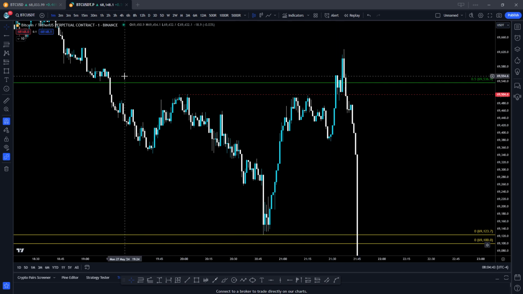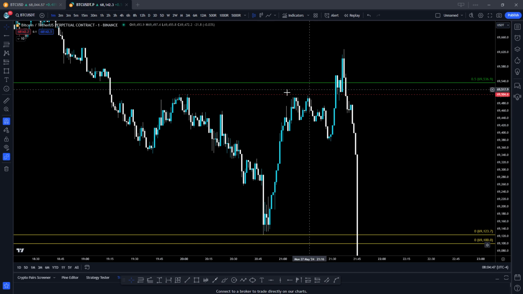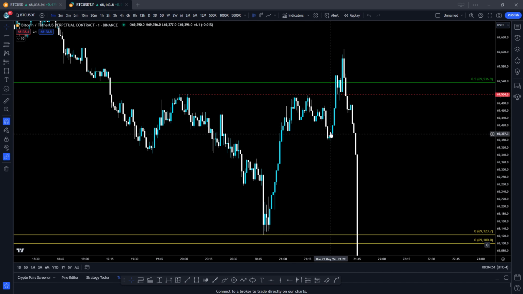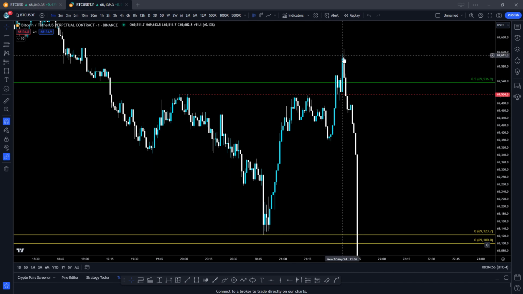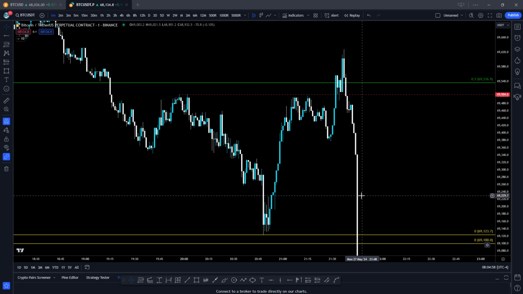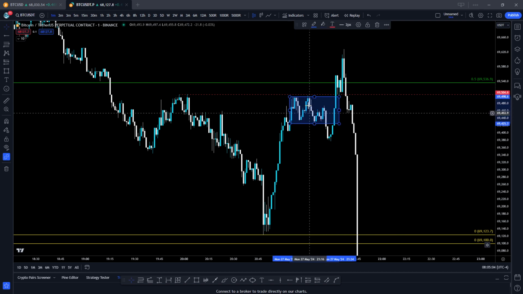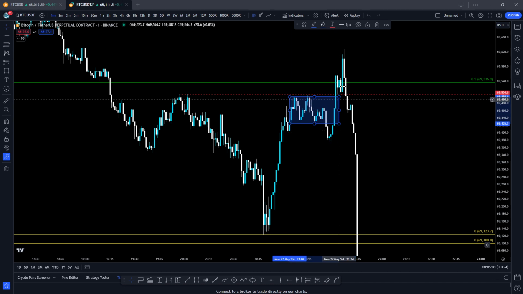So we have buy stops or sell stops? No, buy stops resting above here. Price pushes up, people buy. And then reverse. Now we have this consolidation range prior to the move up that we fall out of, taking out this low, and then push up.